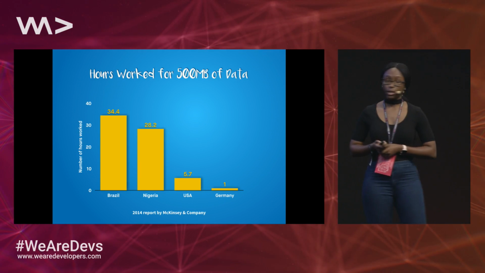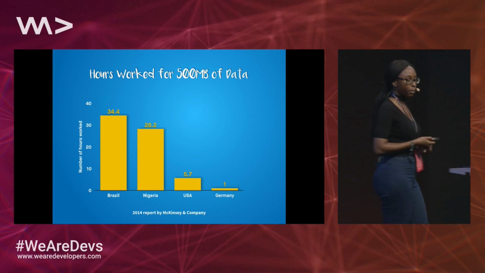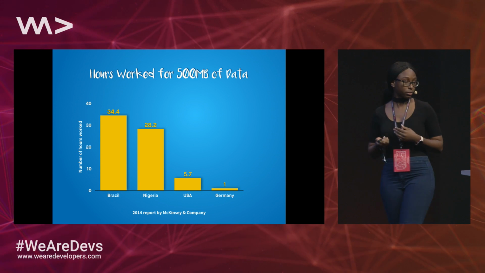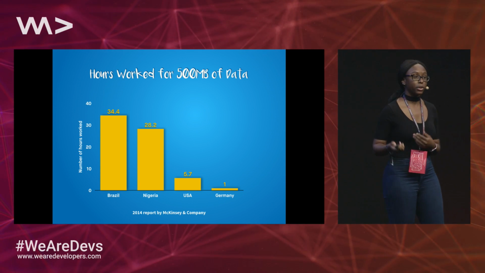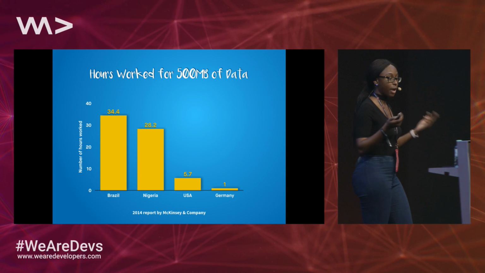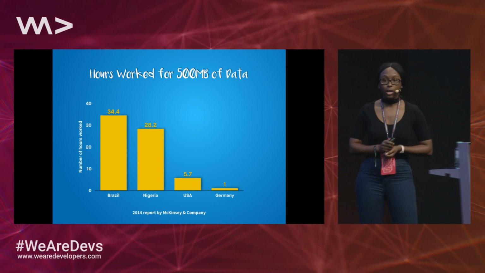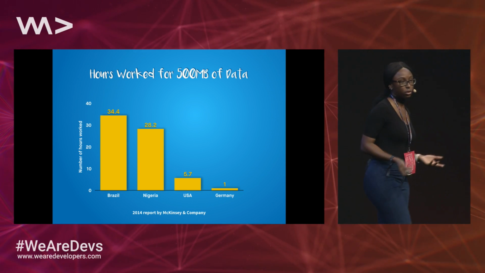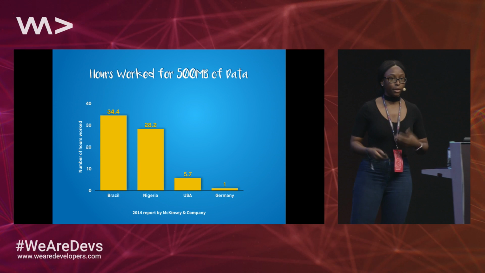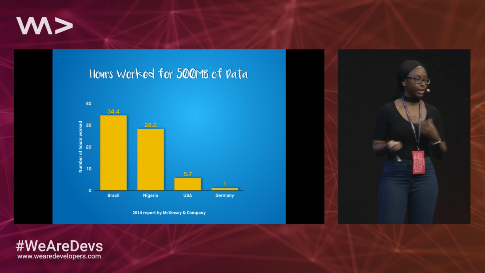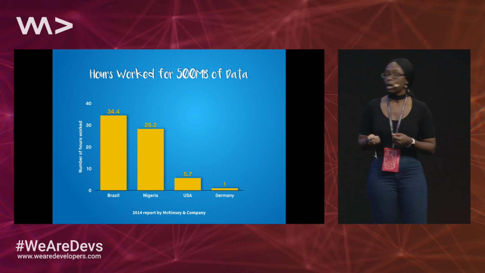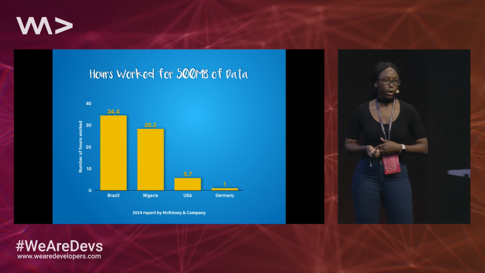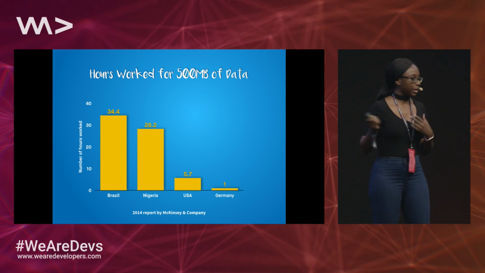I'm sure you might have seen this infographic before, but basically it's a report where they looked at different countries and saw how many hours of work people need to work to be able to get just 500 megabytes of data. And if you look at a country like Germany, for example, they only have to work 1 hour. So if they visit a site and for whatever reason it takes up 500 megabytes of data, that's obviously annoying, but it's not the end of the world. Whereas where I come from in Nigeria, that's 30 hours.